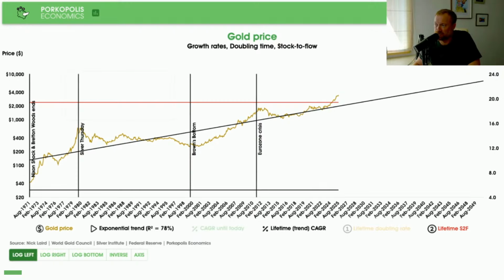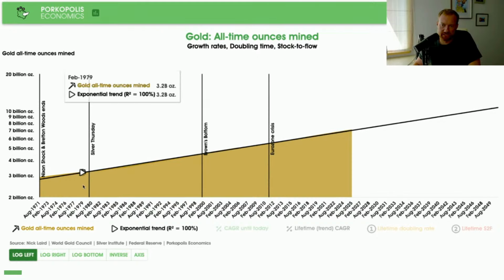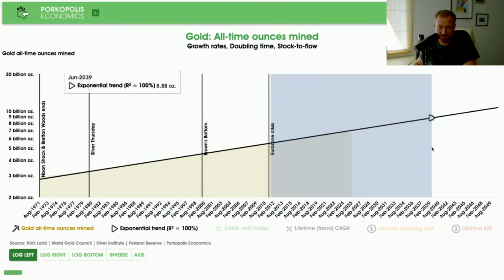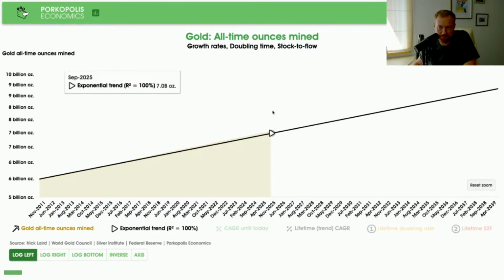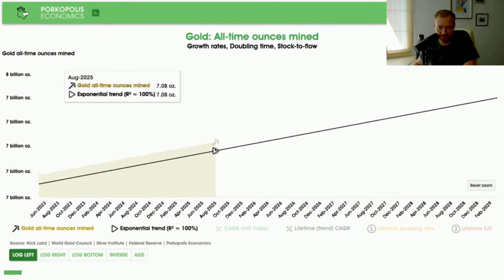Now, let's look at gold in ounce terms, in native ounces. And again, which one would you use? Very important. But I'll stick with gold all time as a number. And let me throw that up there. Okay, it's coming. It's a hell of an R squared, nearly 100%, rounds to 100%. This is all-time gold ounces mined. We're at 7 billion today, 7 billion in August 2025. I have not updated this past August 2025.